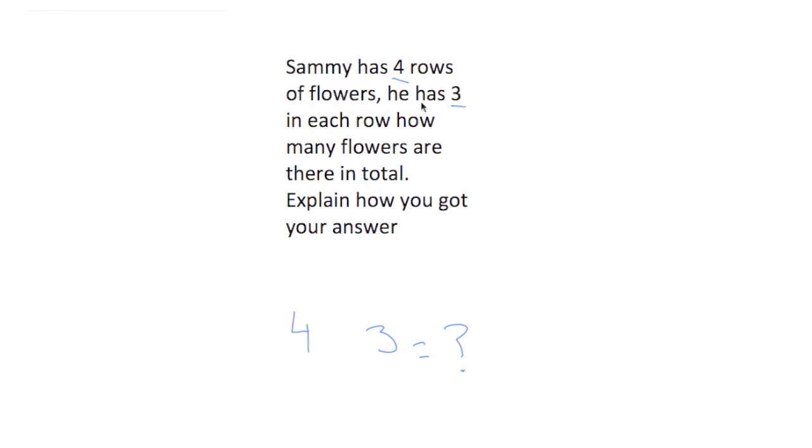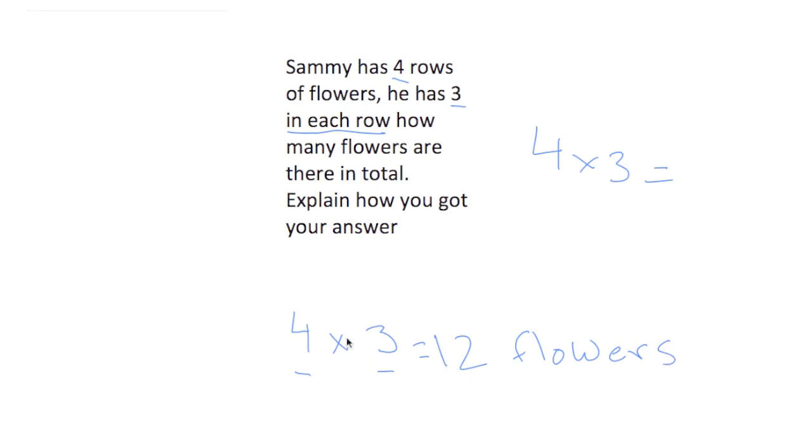Okay, so flowers, yes, in each row. How many flowers are there in total? So the key word in this is each row. In each row. So 4 rows, and he has 3 in each row. So that is our equation. So the operation we're using is multiplication. And then, how many flowers are there in total? Well, let's do 4 times 3, which equals 12. So we have 12 flowers in total.